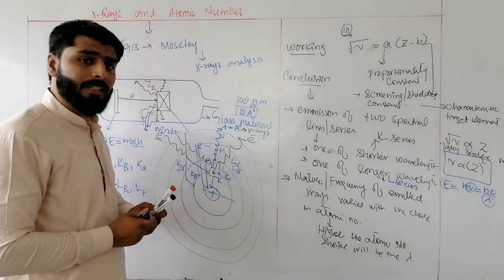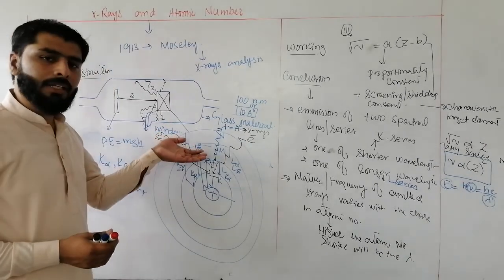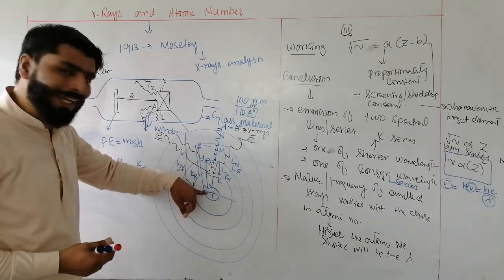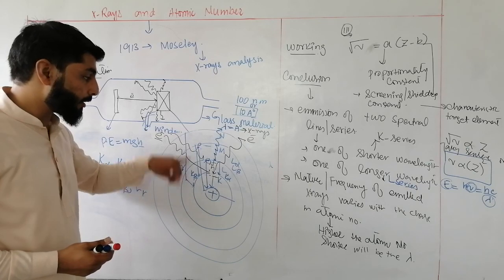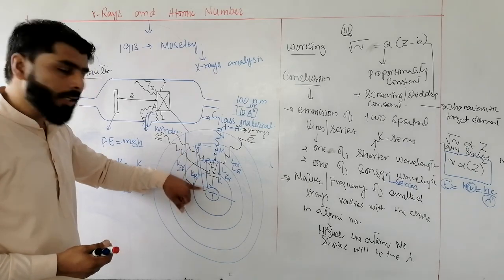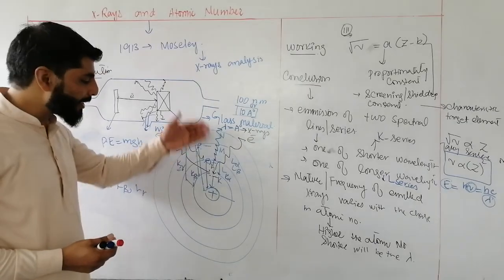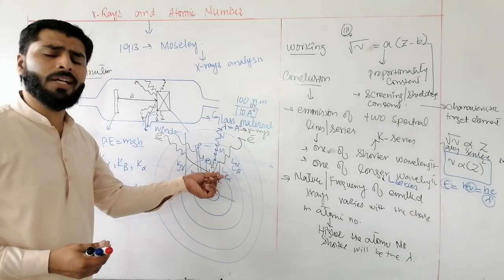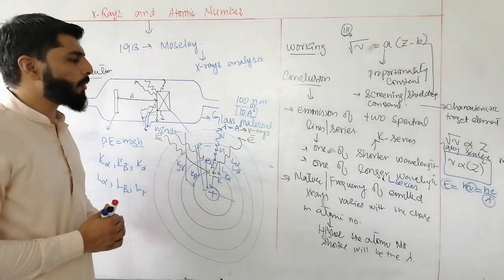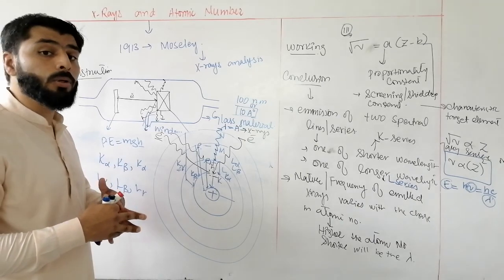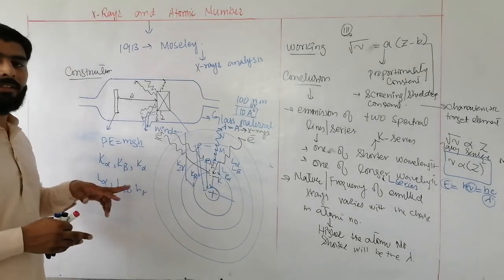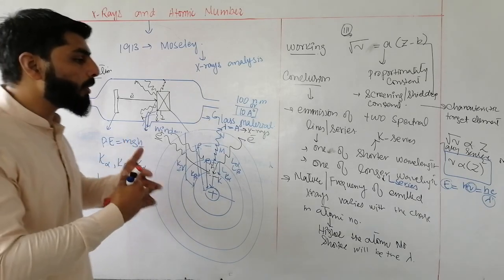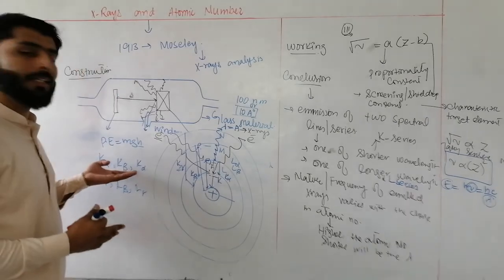So in each series, an electron from any higher level can jump to the inner shell: L to K, M to K, and N to K. This transition is known as the K series because it consists of K alpha, K beta, K gamma, and so on, shorter wavelengths, which as a whole are known as the K series. Collectively, these spectral lines combine to form a complete series.